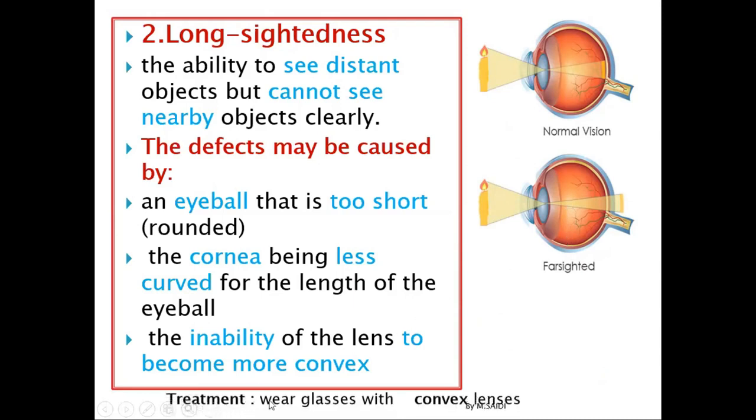So how do we treat this? We treat it by wearing what you call convex lenses. Convex lenses bend the light. If it is convex, it means that it converges the light. By the time it reaches the lens, the light has been converged.